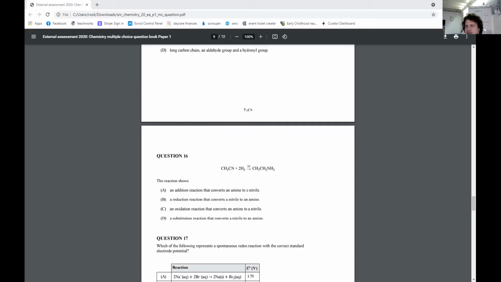So Jacob is correct. We have B. So we have a nitrile being converted into an amine. It's not a substitution reaction because we're not just substituting the nitrile group and the amine group. We're actually reducing the nitrile, or we're adding another covalent bond between carbon and the amine group.